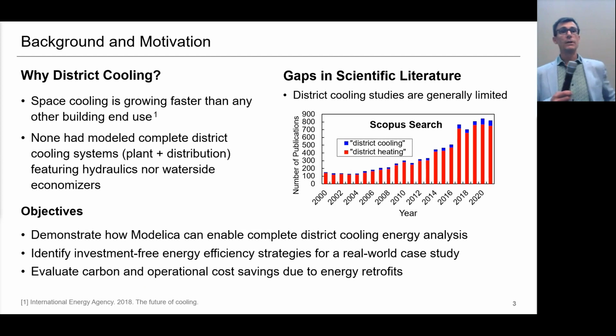Regarding the motivation, why we look into district cooling, one of the key drivers is that space cooling is one of the fastest growing energy end uses in buildings. And there's very little work that has been done in analysis and simulation of district cooling systems.